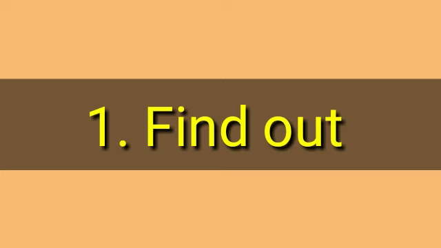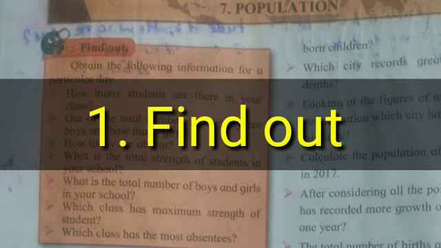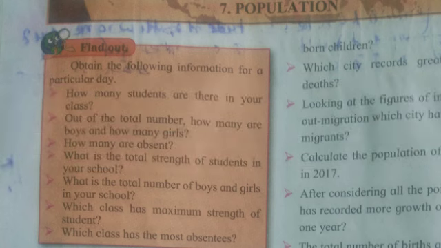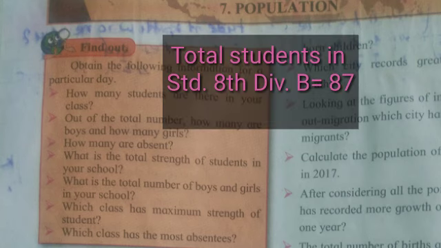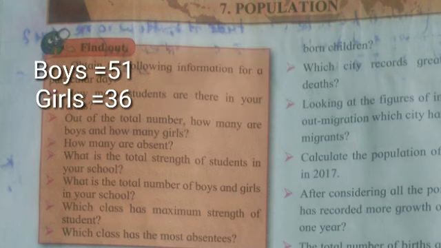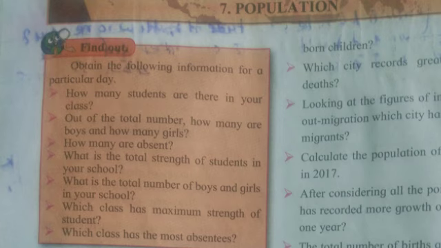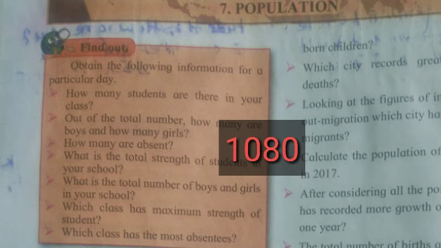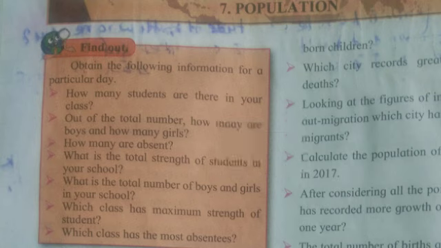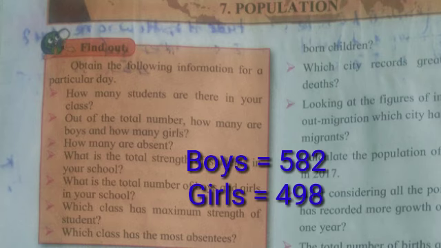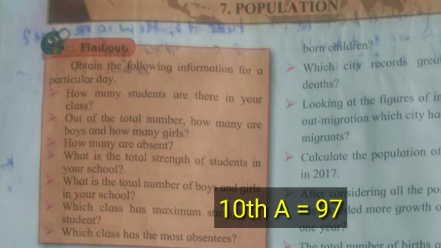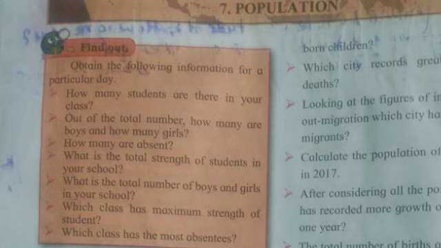Open the textbook and see the page number 42. In it, read the first activity, find out with me. Obtain the following information for a particular day. How many students are there in your class? Out of the total number, how many are boys and how many girls? Third question, how many are absent? Fourth one, what is the total strength of students in your school? Next question, what is the total number of boys and girls in your school? Next question, which class has maximum strength of students? Last one, which class has the most absentees?